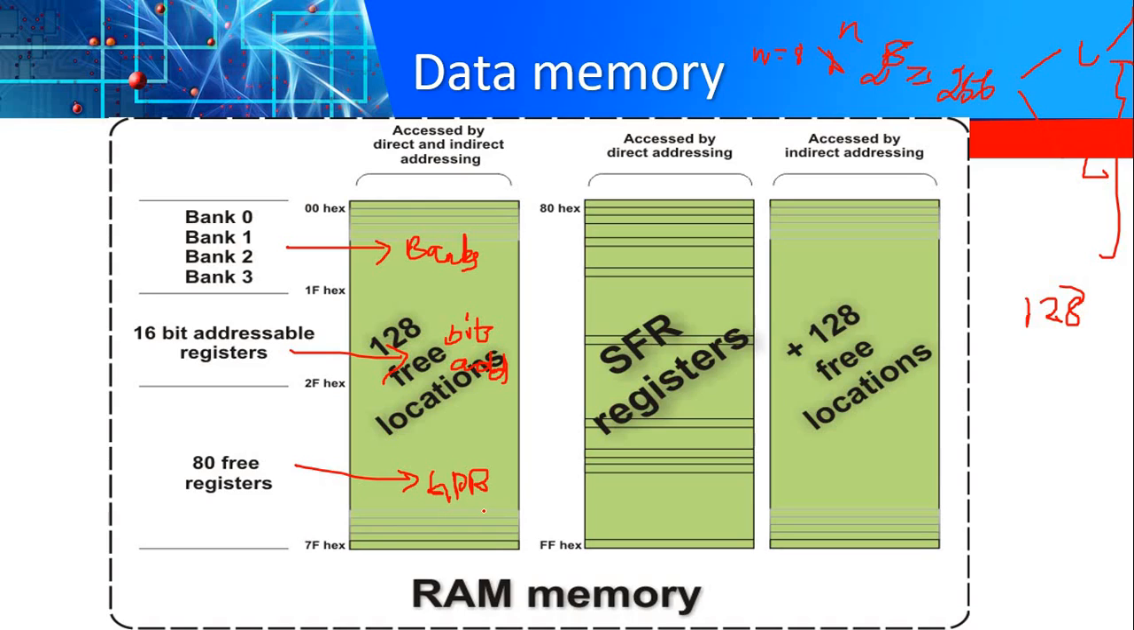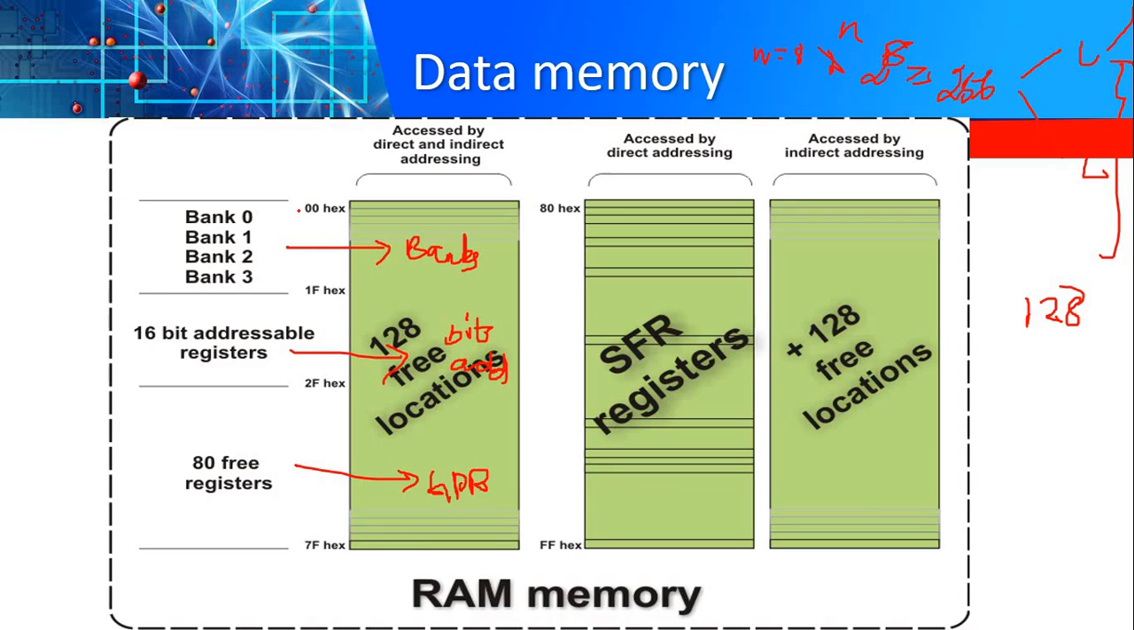Okay, what about the higher order upper bytes? It will access special function registers or indirect addressing. Okay, there are 128 locations, used for special function registers, and sometimes it can also access indirect addressing. If it is not accessing a special function register, at that time it can use indirect addressing.